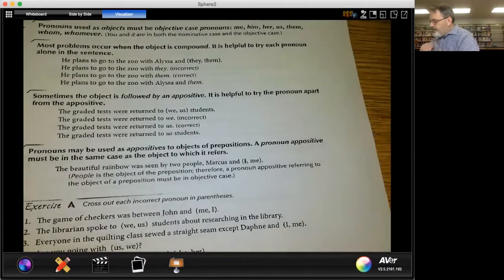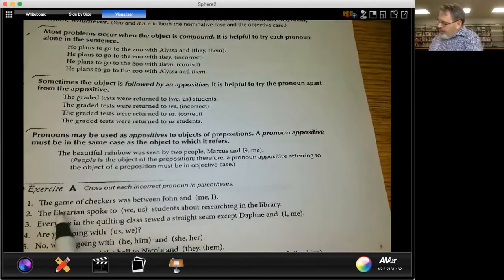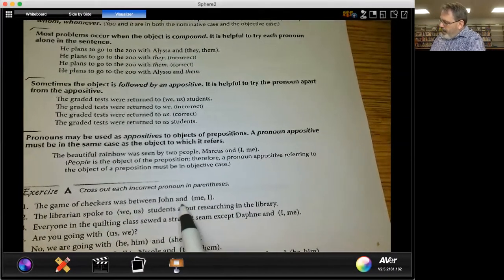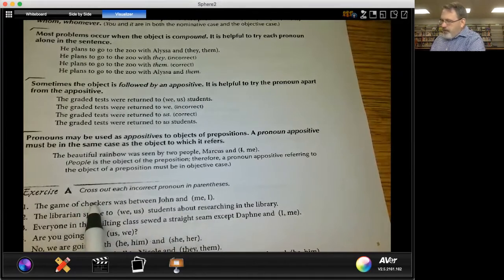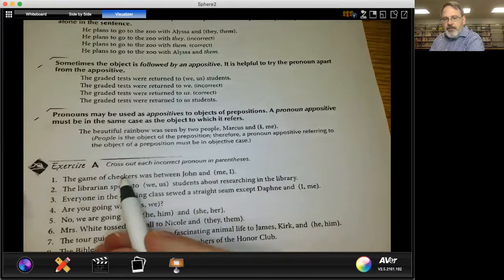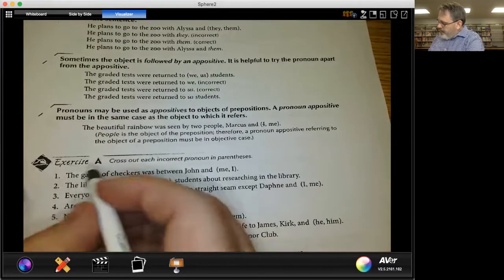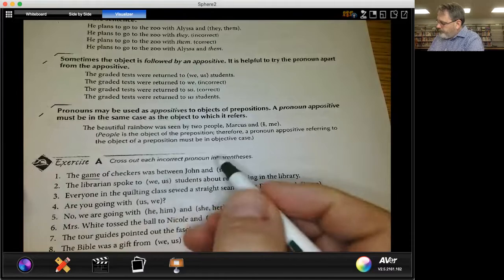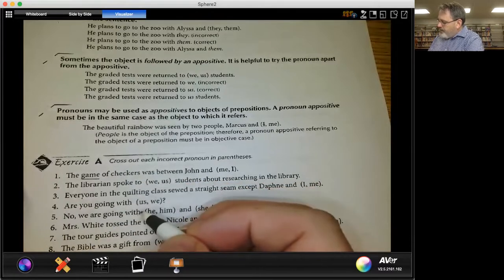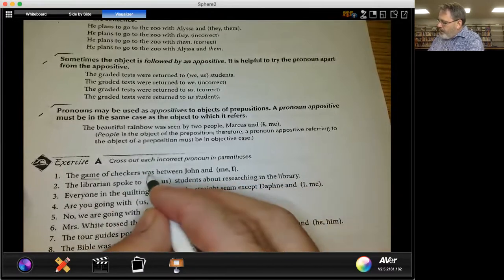All right, let's look at exercise A. The game of checkers was between John and me. Well, is this a direct object, indirect object, predicate nominative, or object of preposition? Let's look and see. The game is the subject. Of checkers is a prepositional phrase, but that's not what we're dealing with.